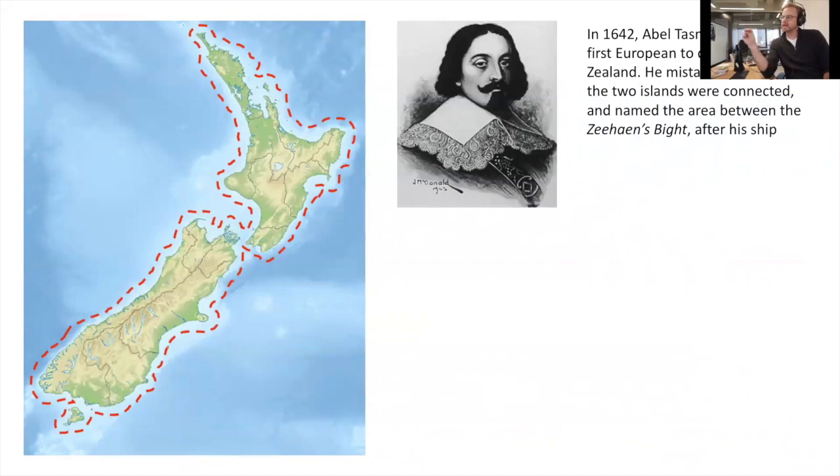He thought it was connected because he didn't really go through enough. And so he called it a bight, Zeehaen's Bight. And a bight, B-I-G-H-T, is just a name for a crescent shape in a shoreline. So that's what it was called for some time. Zeehaen's Bight was the name of the area in between.